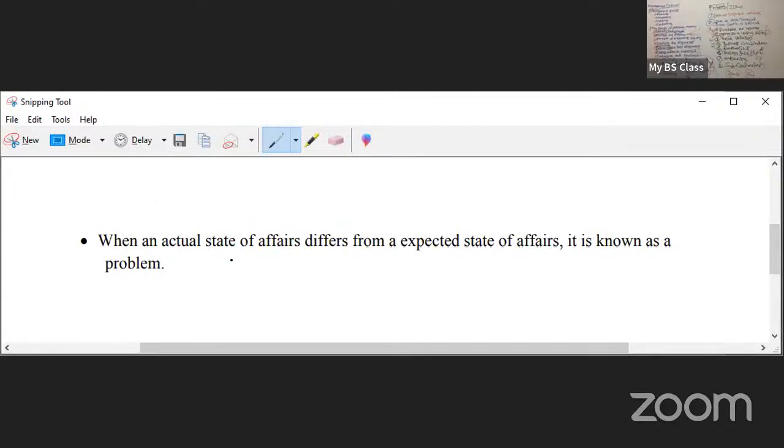When an actual state of affairs differs from expected state of affairs, it is known as a problem. Right? Actual state of affairs differs from the expected.